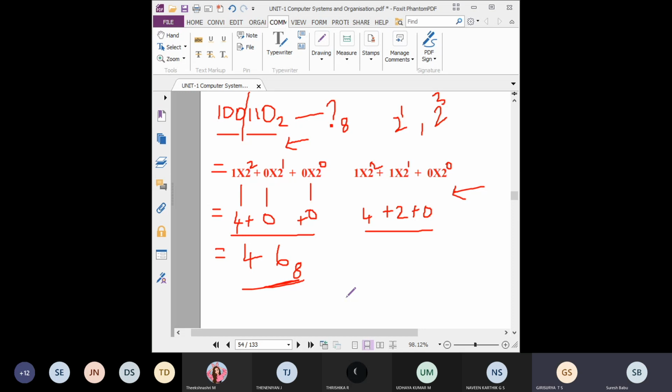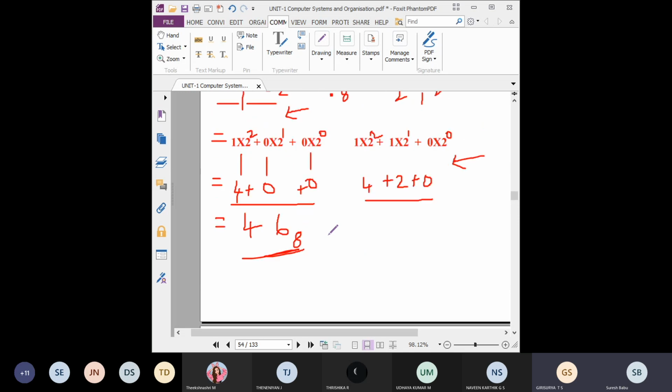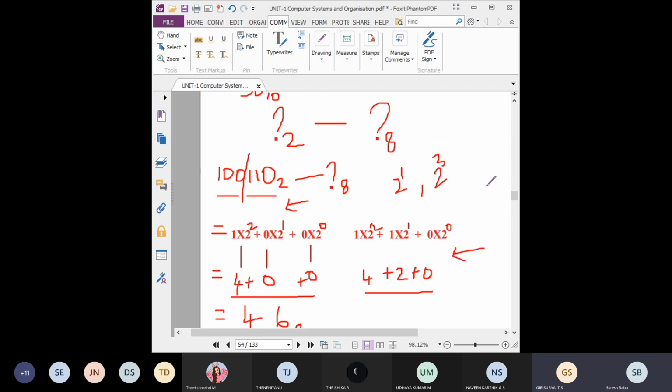Yes, sir. The very same method, but we are just splitting into 3 numbers. That's all. Then for converting binary to hexadecimal, what is the method? What is the power value for finding the 16? 2 power which one is 16?